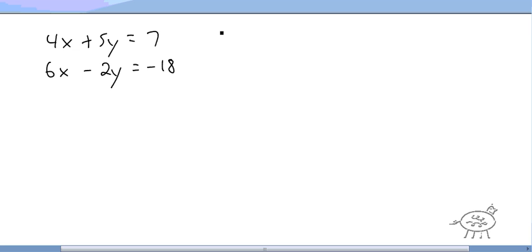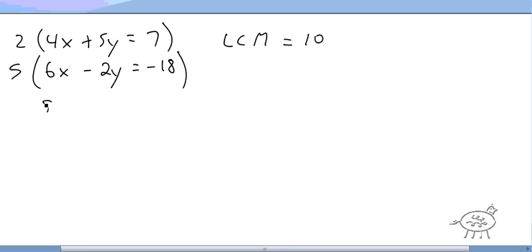So my lowest common multiple is 10. So one's got to be positive 10, one's going to be negative 10. Obviously this one's positive, so I'm going to multiply this one by 2, because 2 times 5 is 10, and this one by 5. 5 times negative 2 is negative 10. So I get 8x plus 10y equals 14, and 30x minus 10y equals negative 90.